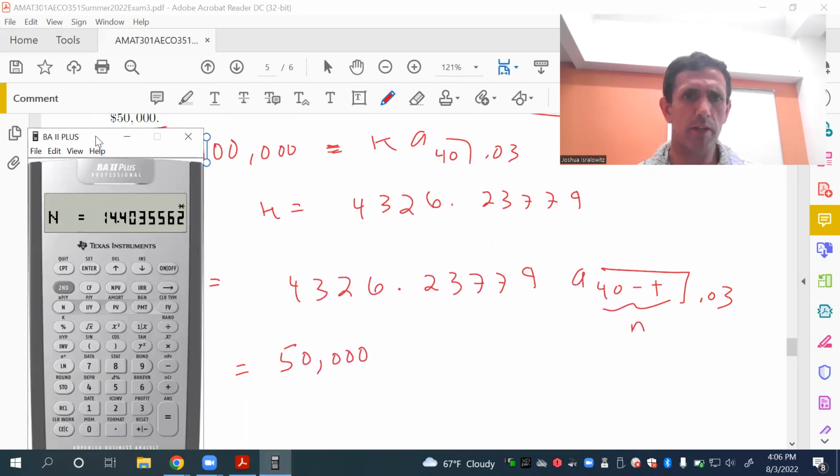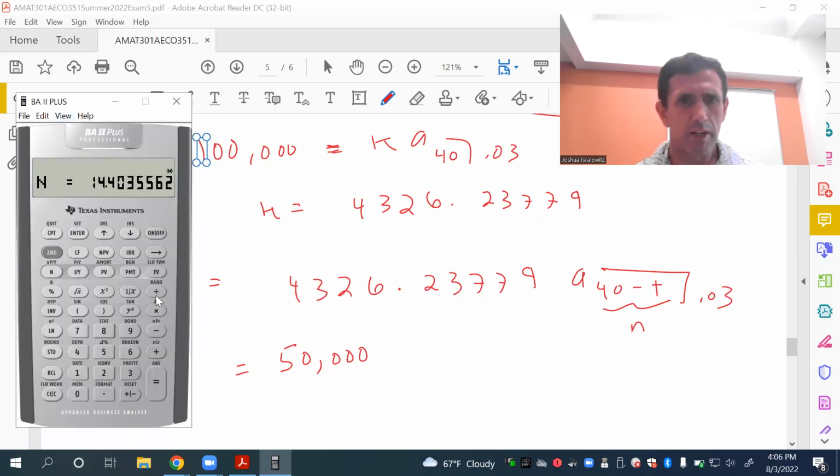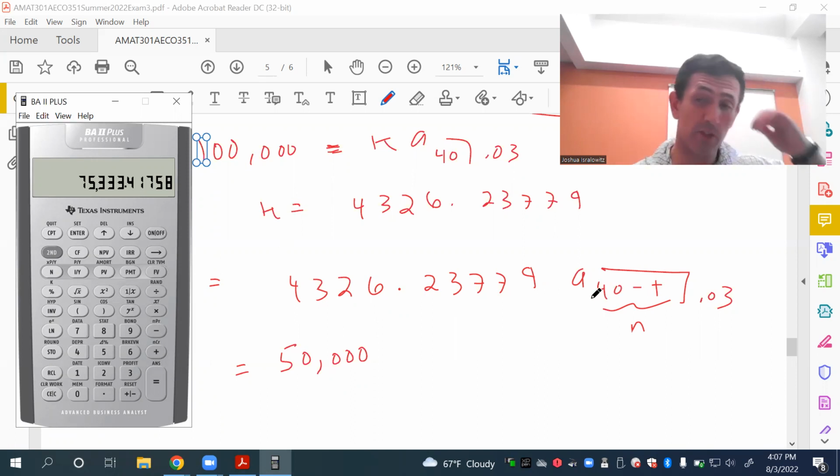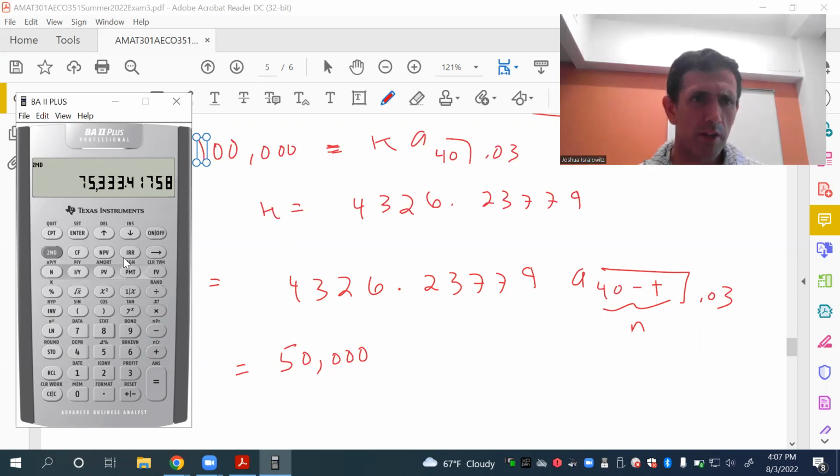So normally I don't recommend it, I recommend doing clear TVM, but in this case it does work to just change N. Let's do 25 N, compute present value. Okay, maybe it doesn't work. Sorry, yeah. 40 minus 25 is 15, so it should have been 15 for N. So I'll just re-enter stuff in.